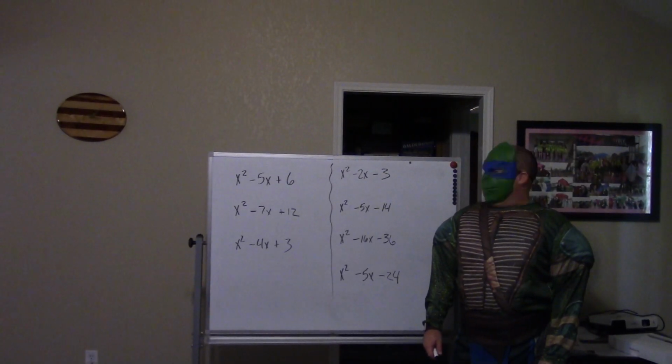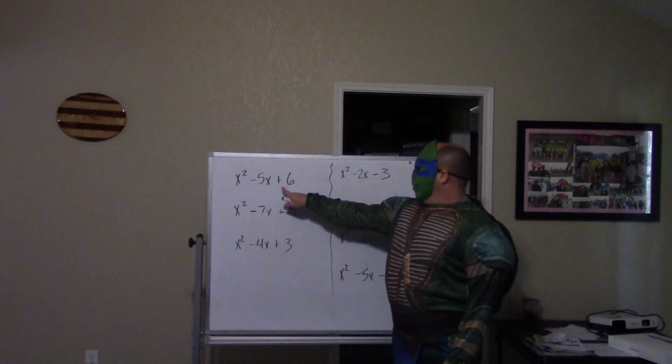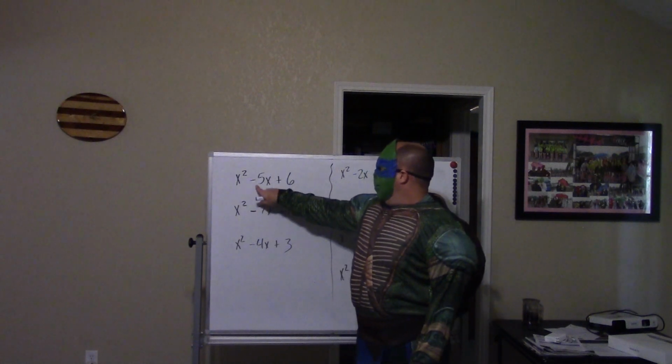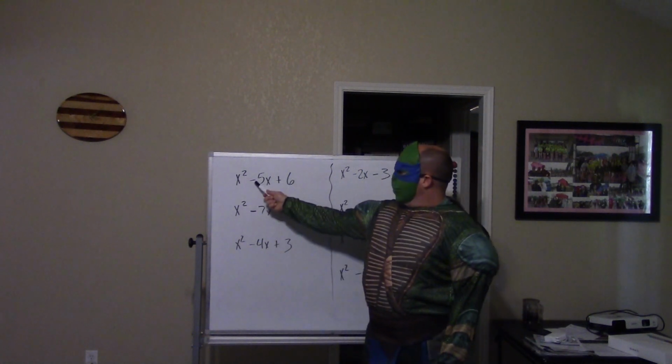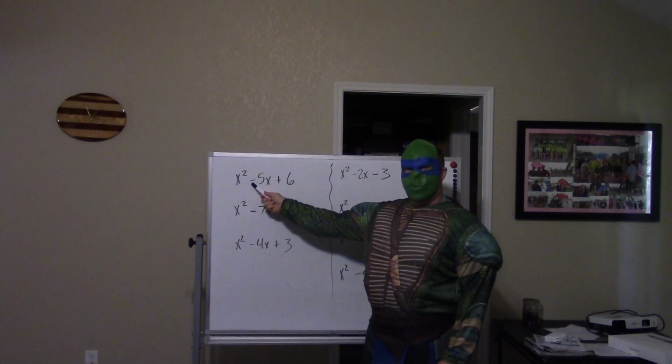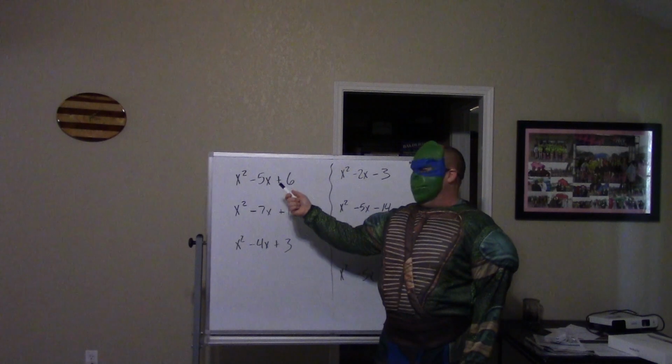Alright, I'm back. Here we go. We're going to look at what's going to happen if we have a negative. Alright, first of all, if we have x squared minus 5x plus 6, as long as that minus is in this middle term here, then it still keeps things pretty simple and pretty straightforward.